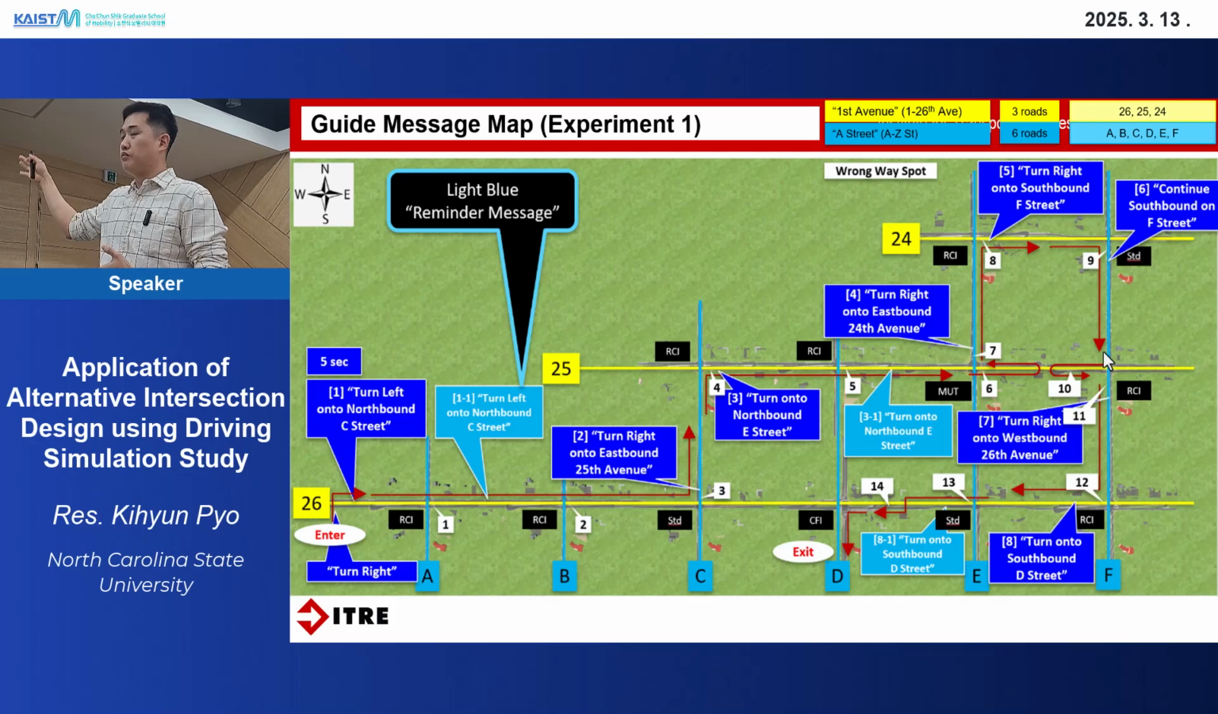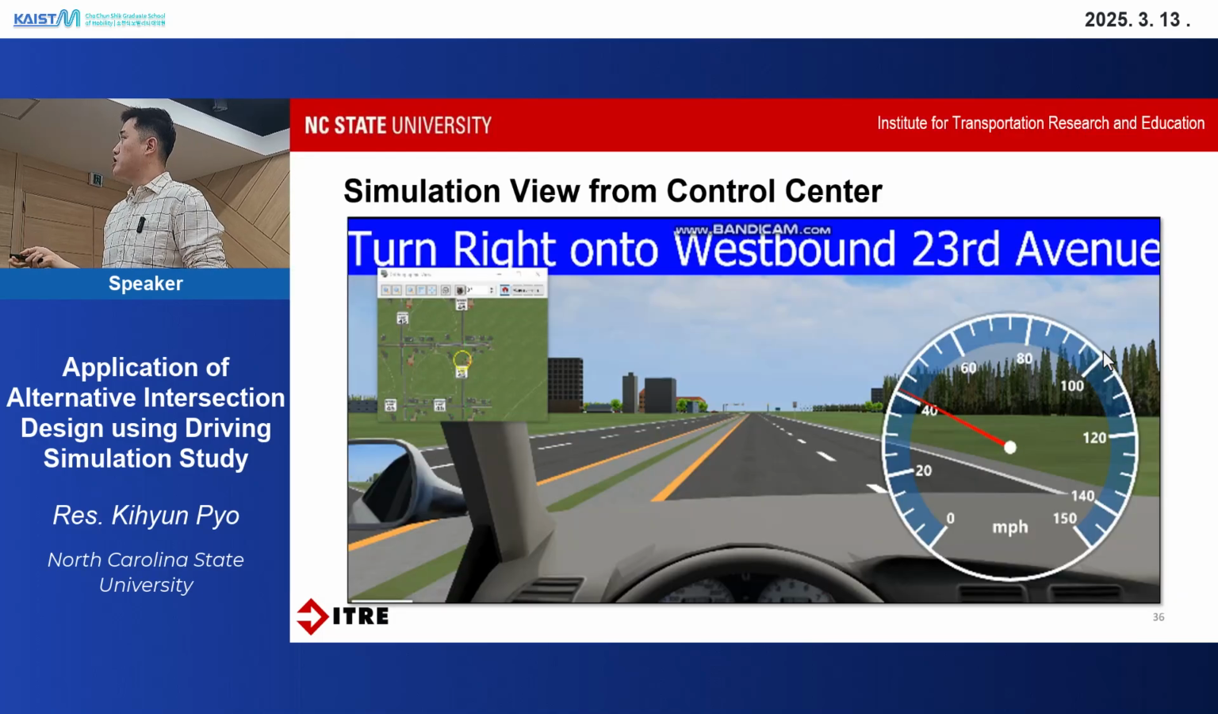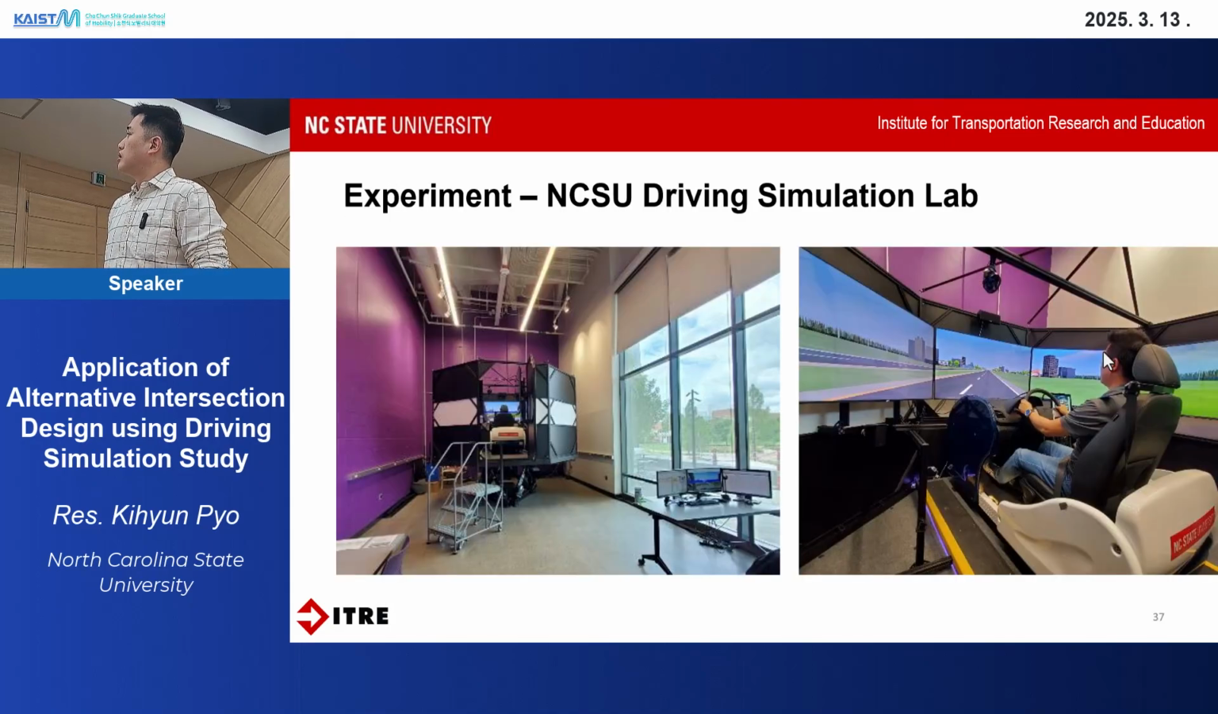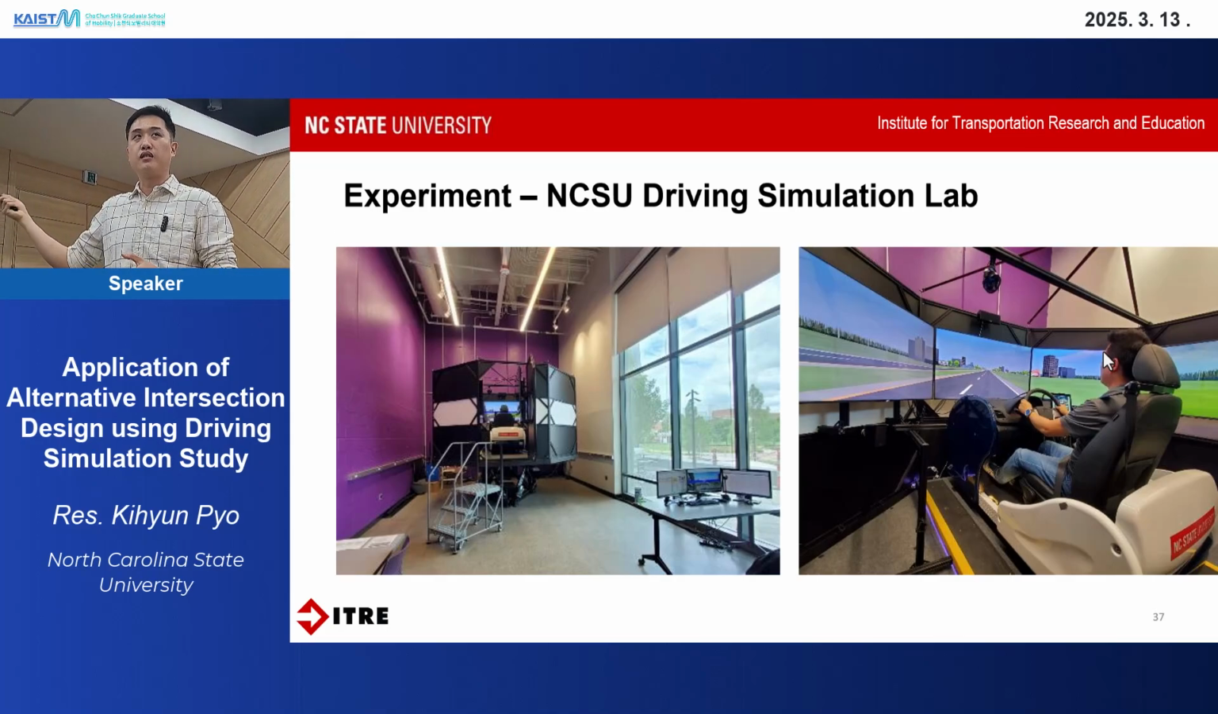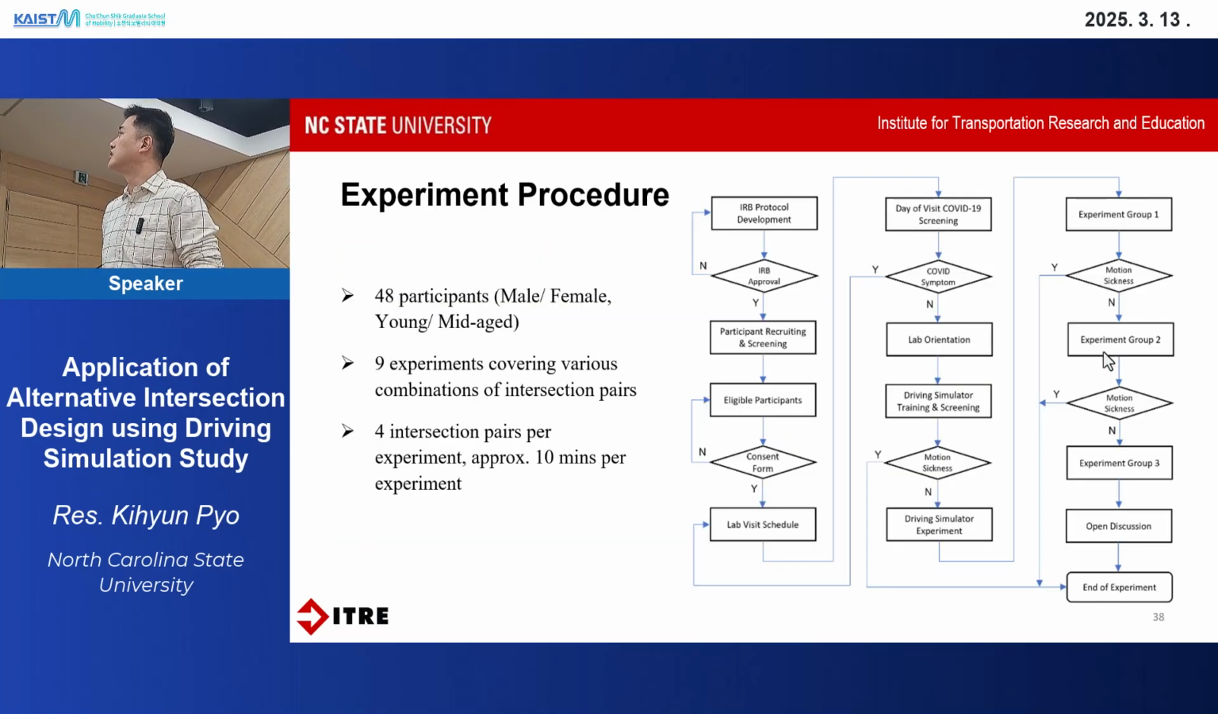They followed the blue message guidance, like a GPS. This one is a simulation view from the control center, like this. All right. Yeah, this one is the NC State simulator. I will explain in more detail later.